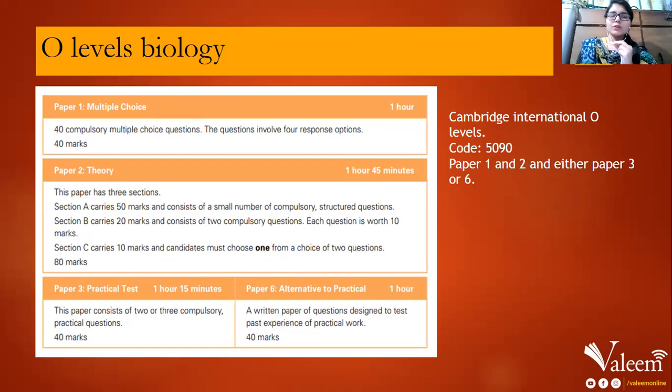The next paper, paper 3, is a practical paper, having a time period of 1 hour 15 minutes. The total paper is a practical question and the total marks for it are 40 marks. Whereas paper 6 is the alternative to the practical, that is, you have a choice between paper 3 and paper 6. This paper is of 1 hour and it's a written question paper, and it is descriptive. Again, it's of 40 marks.